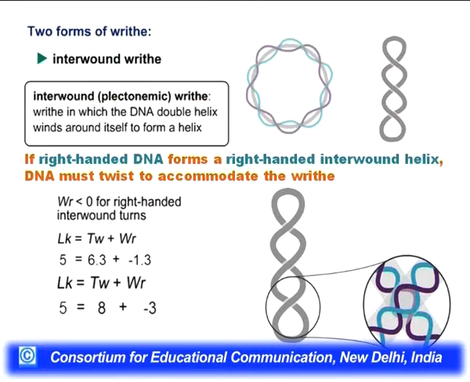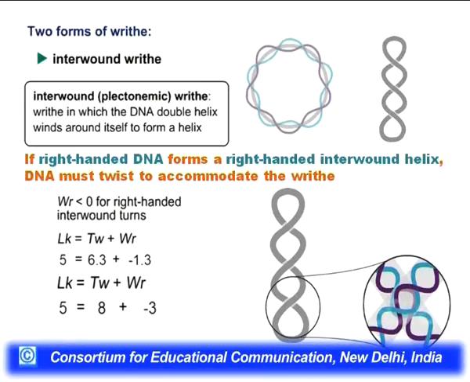The writhe in that case is less than 0 for right-handed interwound turns, so we give writhe a negative value. In the numerical example, the linking number is 5 in our model. If the twist becomes 6.3 and the writhe becomes -1.3, the important point to note is that linking number is always an integer, but the twist and writhe can have fractional values. Since the linking number is constant, if the twist increases, the writhe will decrease. If the writhe is increasing, then the twist will decrease.